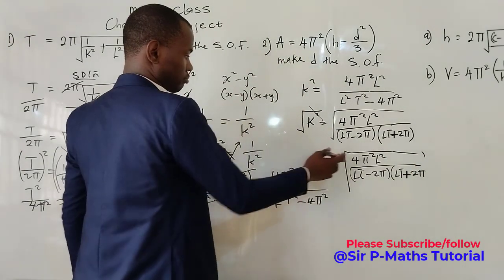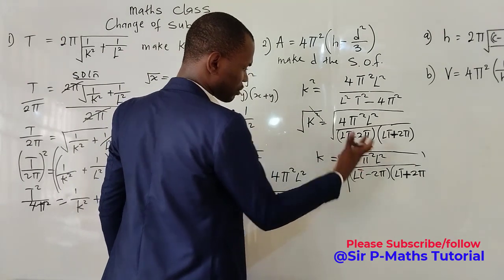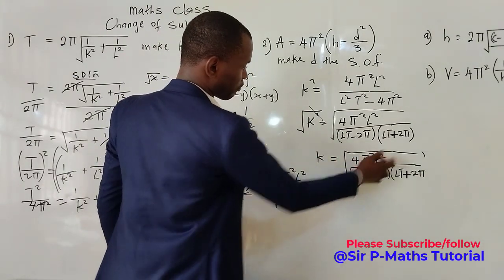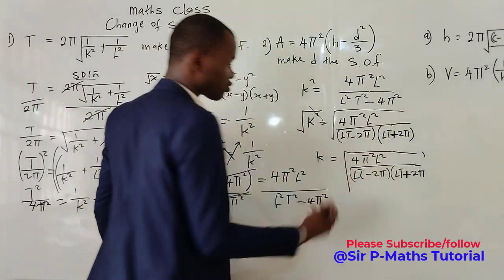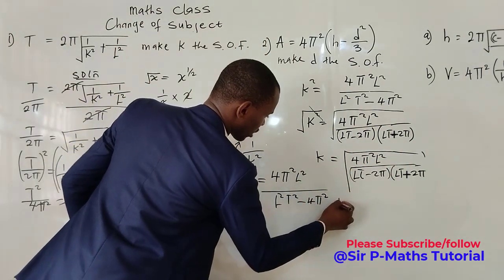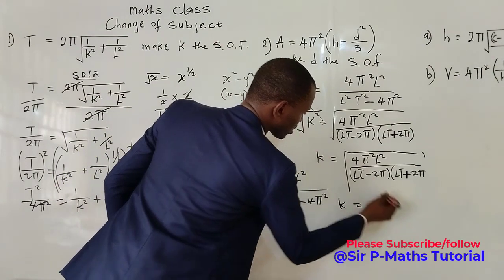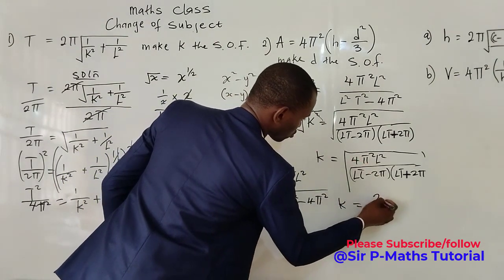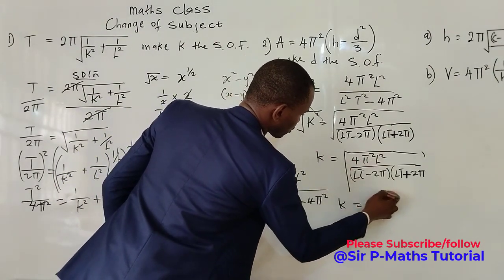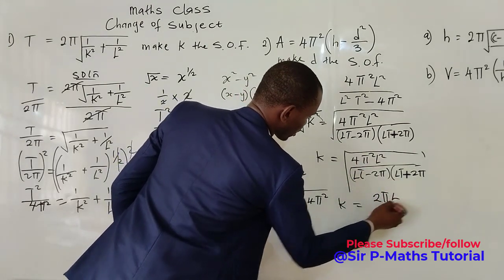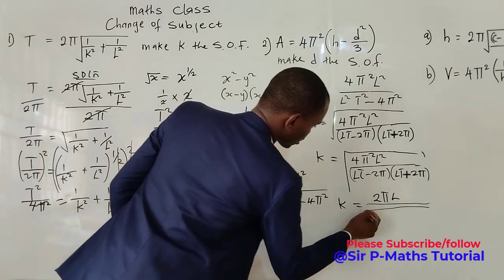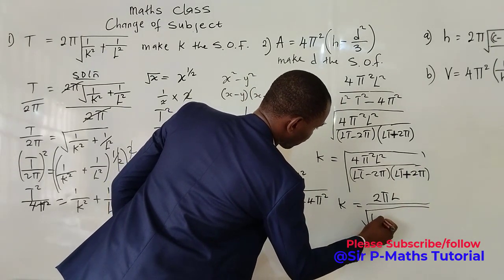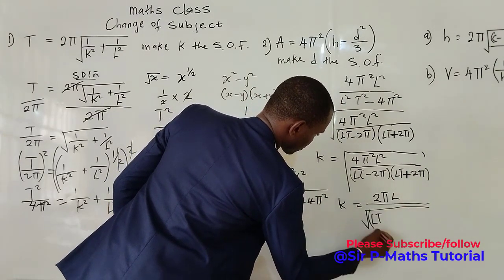Okay, now 4 can be reduced to its square root by this square root. Pi squared can be reduced to its square root. L squared can be reduced to its square root. So we are going to be reducing it. This gives me the square root of 4 is 2. Square root of pi squared is pi. Square root of L squared is L. All over, we now represent this in the square root. That becomes our final answer.